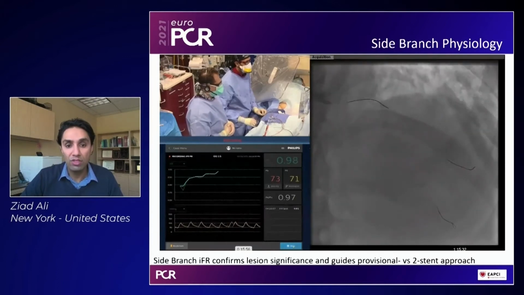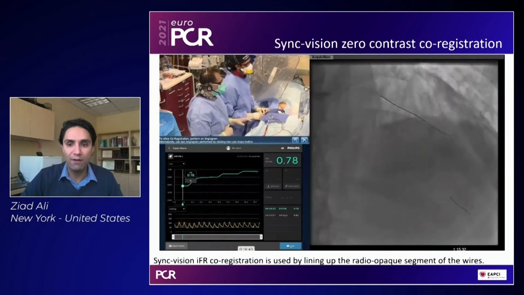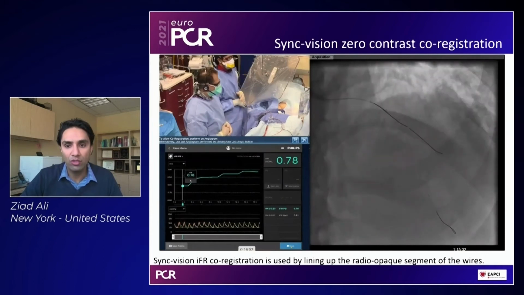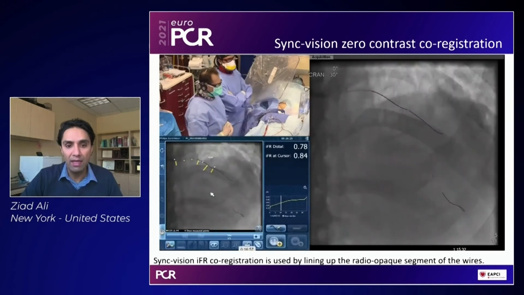Here, in this case, you see a simple focal lesion right at the beginning of the pullback run. Now, what's critical about this technology is that we can perform a SyncVision with zero contrast co-registration. Here, by placing the wires next to each other and creating a metallic silhouette, and then pressing on the cine, you'll actually notice that we're able to perform an iFR SyncVision co-registration. This is a critical step, allowing you to rapidly and accurately map exactly where the pressure gradients are and plan your procedure.